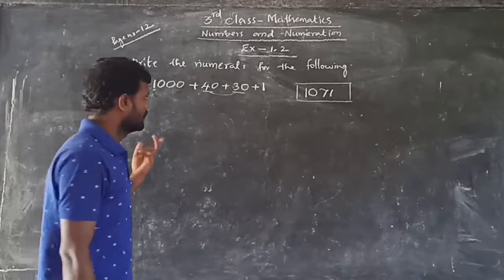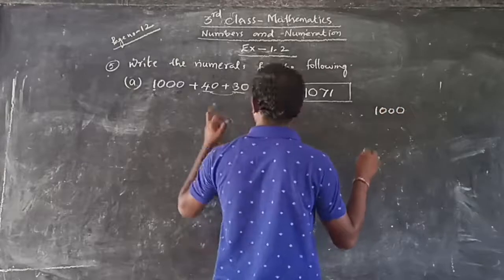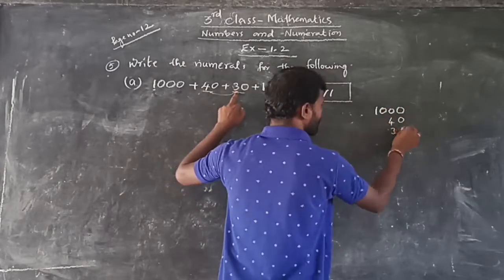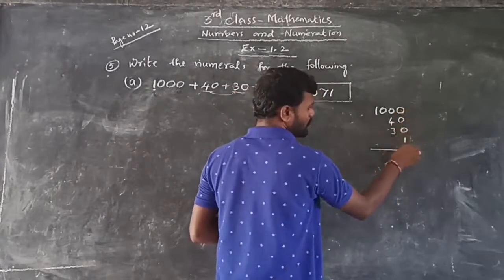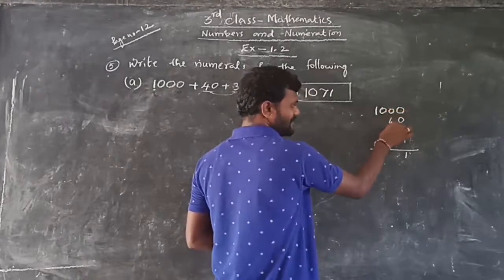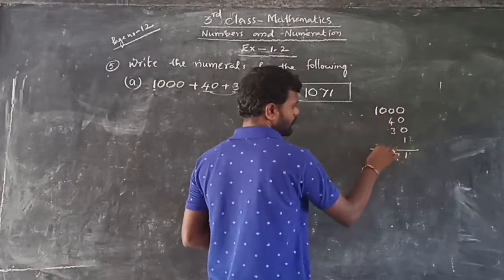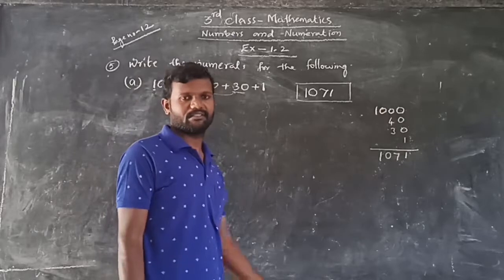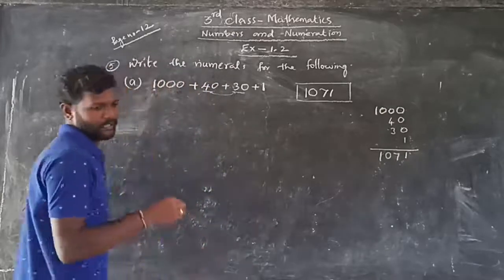Okay. If you don't know it like that, just do it like this. 1000 plus 40 plus 30 plus 1. Add: 0, 0, 0 plus 1, 1. 0 plus 4, 4. 4 plus 3, 7. Again 0 and again 1. Okay, 1071. We got the same one. Okay, next question is there.